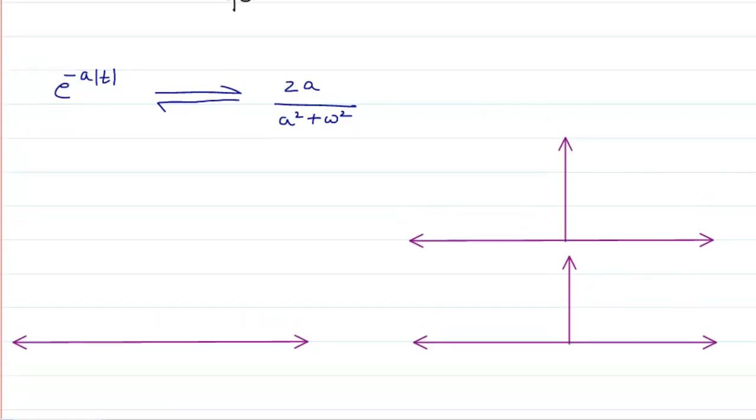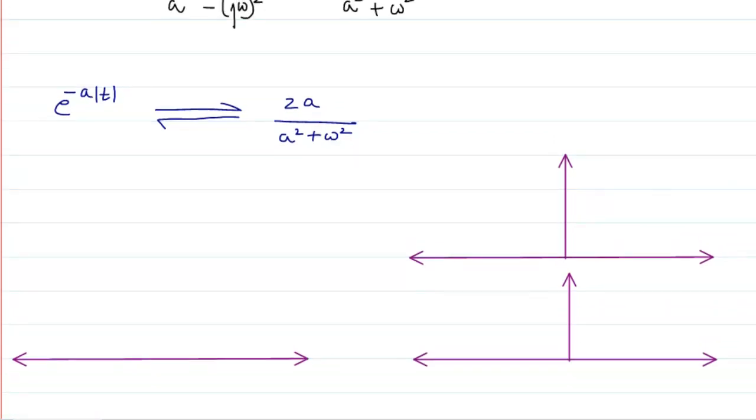But before we draw it, we have to find out the magnitude of X of omega, isn't it? So what is going to be the magnitude of X of omega? The magnitude of X of omega, as you can see, is a totally real value. So I will have the magnitude of X of omega equal to 2a divided by a square plus omega square.